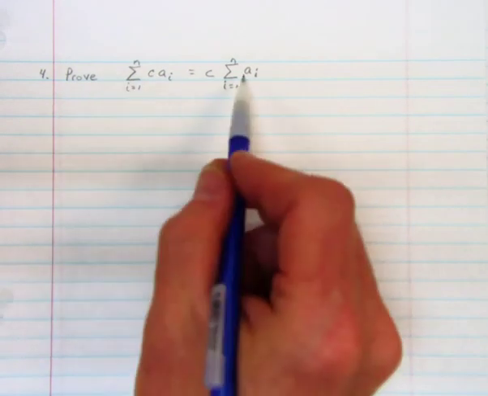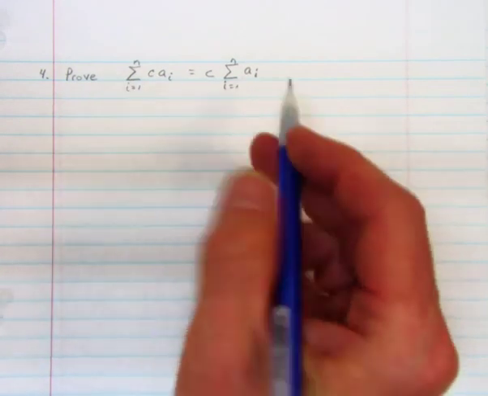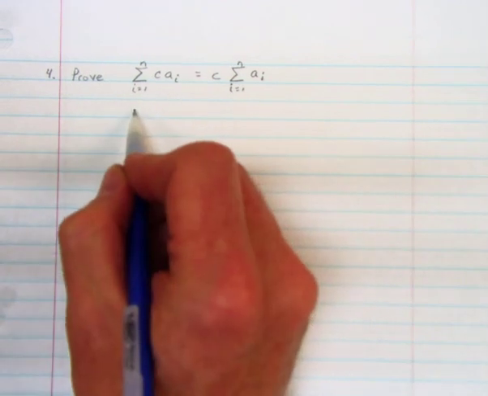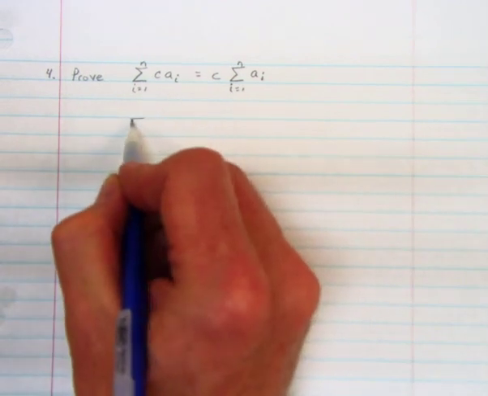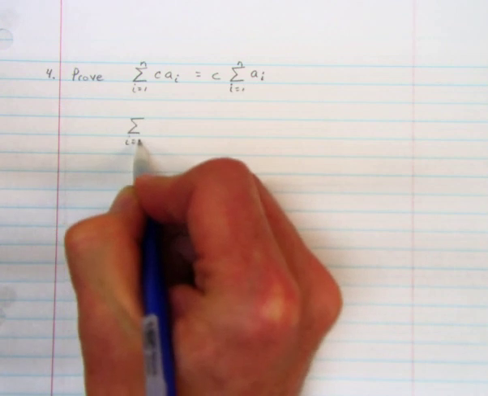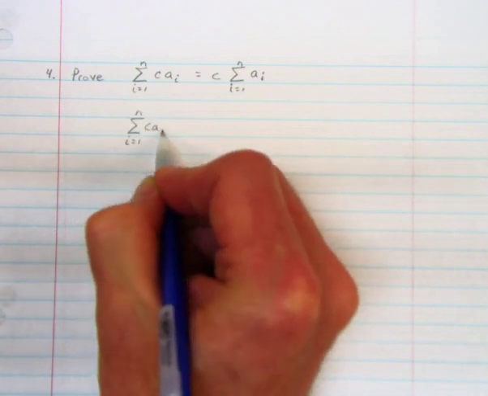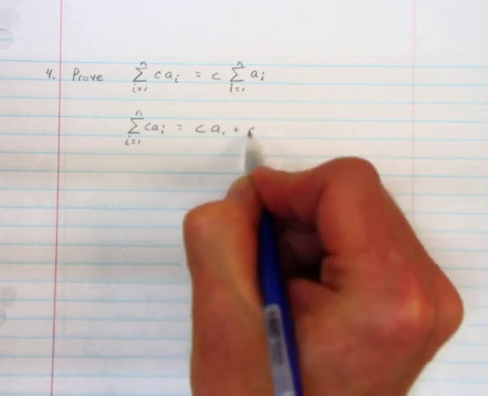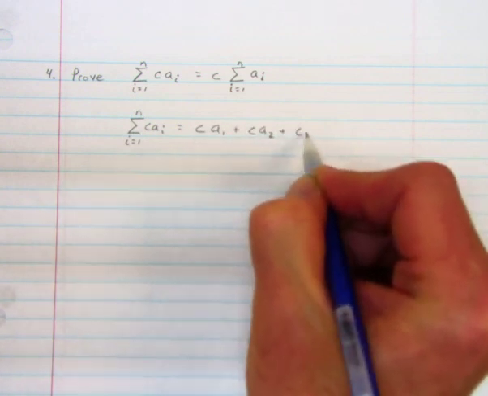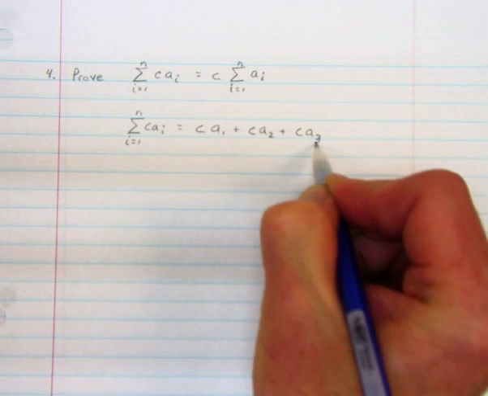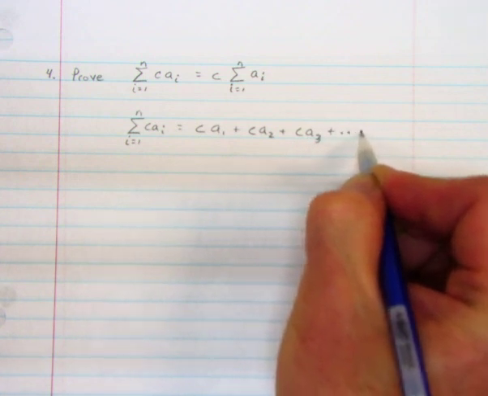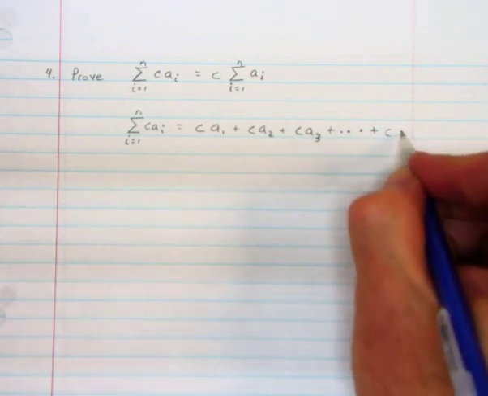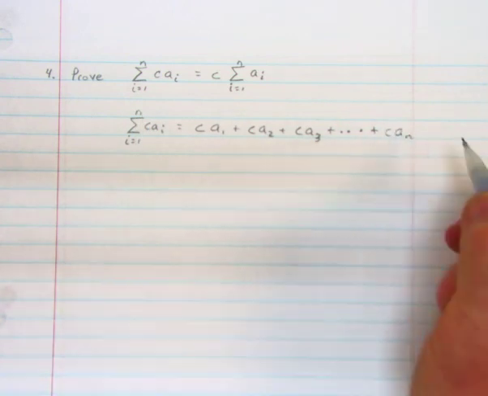Let me see if I can do this last problem. Prove that this equals this. That can seem pretty daunting at first, but it's not too bad. Let's pick one side. We'll start with this left side. And what does this mean? This means c times a1 plus c times a2 plus c times a3 plus dot dot dot. What's our last one? It's when we're stopping at n, so it'll be c times a sub n.